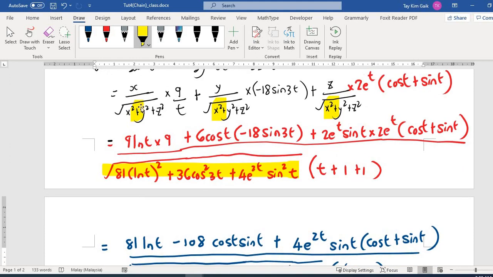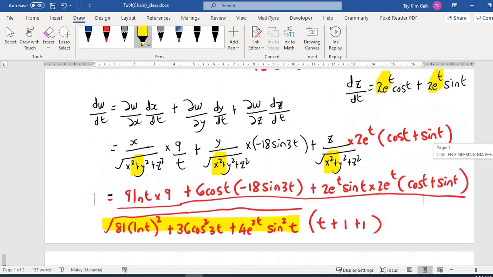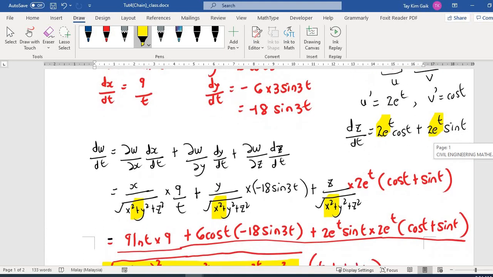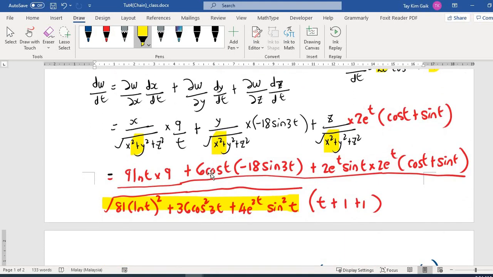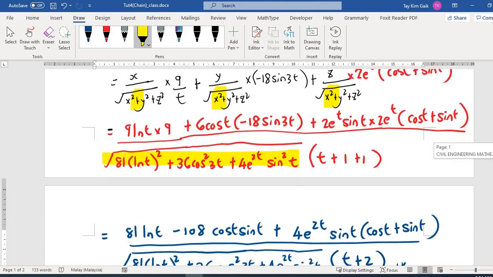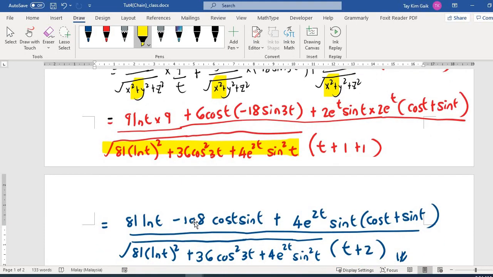And here, x is 9 ln t. So 9 times 9, so 81 ln t. Y is 6 cos 3t. This is dy dt. Negative 18 sin 3t. So 6 times negative 18, negative 108, so cos t times sin t.